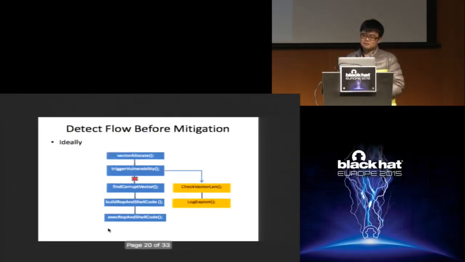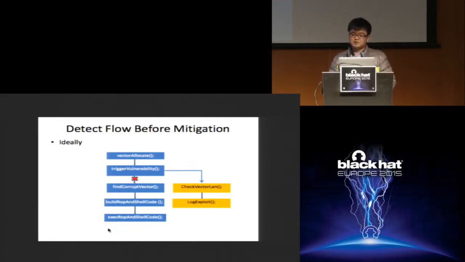So based on this exploit flow, I can deduce this ideal detection flow. Ideally, after the vulnerability has been triggered, we can check the vector object. If there is a huge length vector object, we can see that it is an exploit and log it.